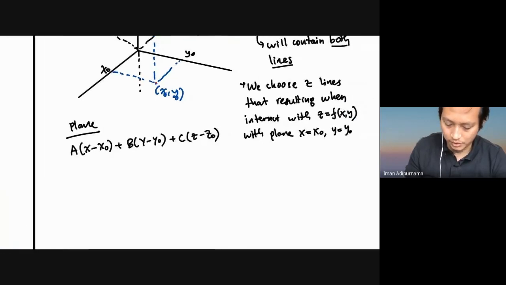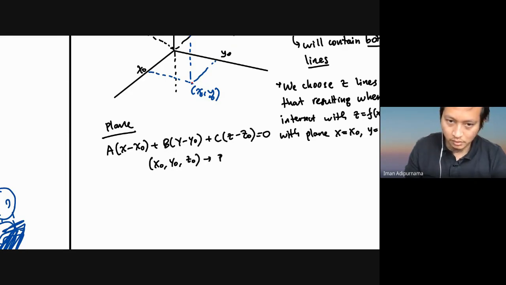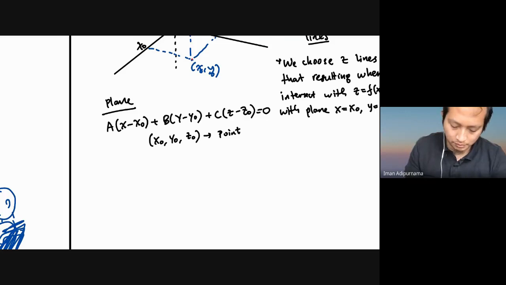That is our equation, equals 0. So x0, y0, and z0 is our point, right? And let's simplify the form. So I will divide all by C, and then move out the A and B to the right side. So I will write the equation becomes z minus z0, and the other terms will be going to the right side like this.